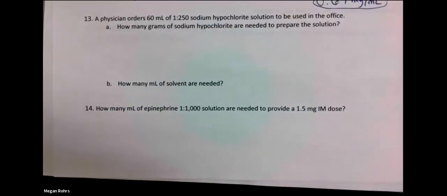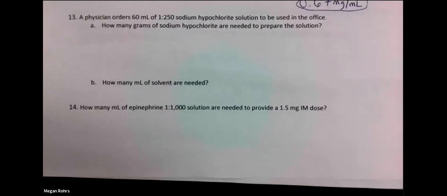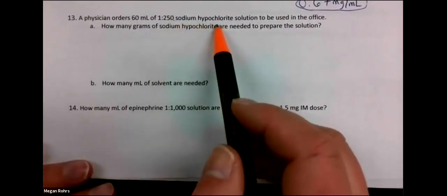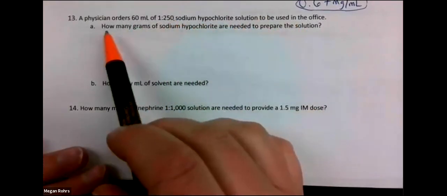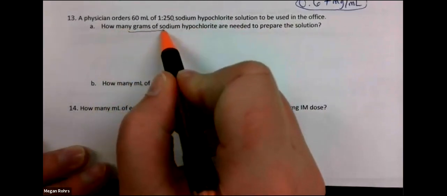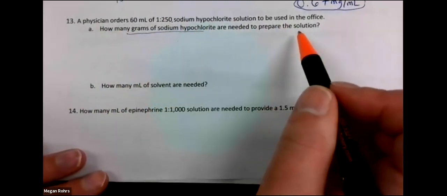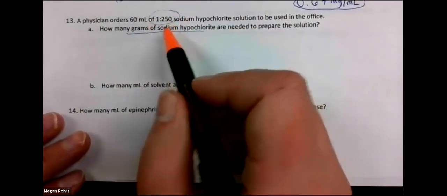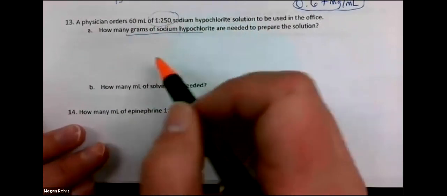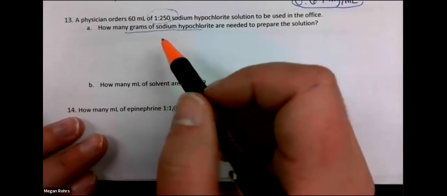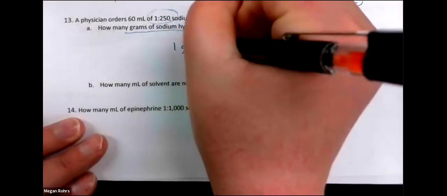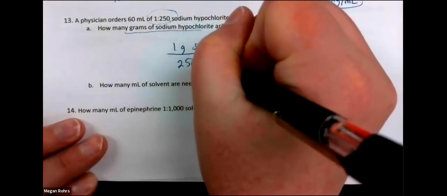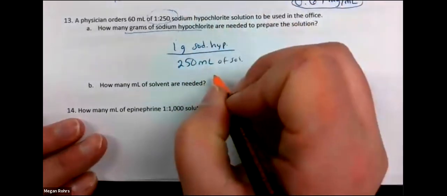Okay, number 13. A physician orders 60 mils of a 1 to 250 sodium hypochlorite solution to be used in the office. How many grams of sodium hypochlorite are needed to prepare the solution? Well, let's start with what we know. We have my ratio here. It doesn't specify what type of drug, so we're going to assume that it's a weight per volume. So 1 gram of my active ingredient, sodium hypochlorite, in every 250 mils of solution.